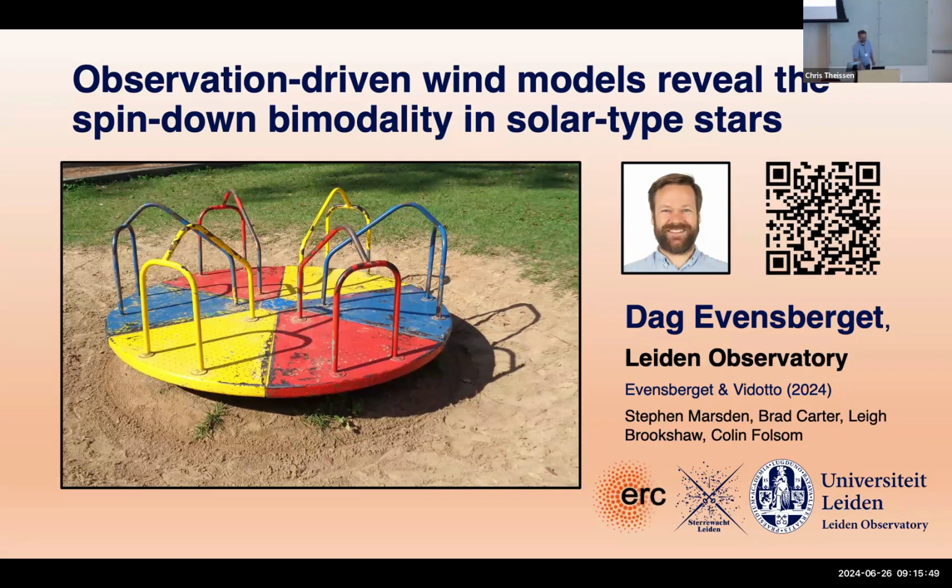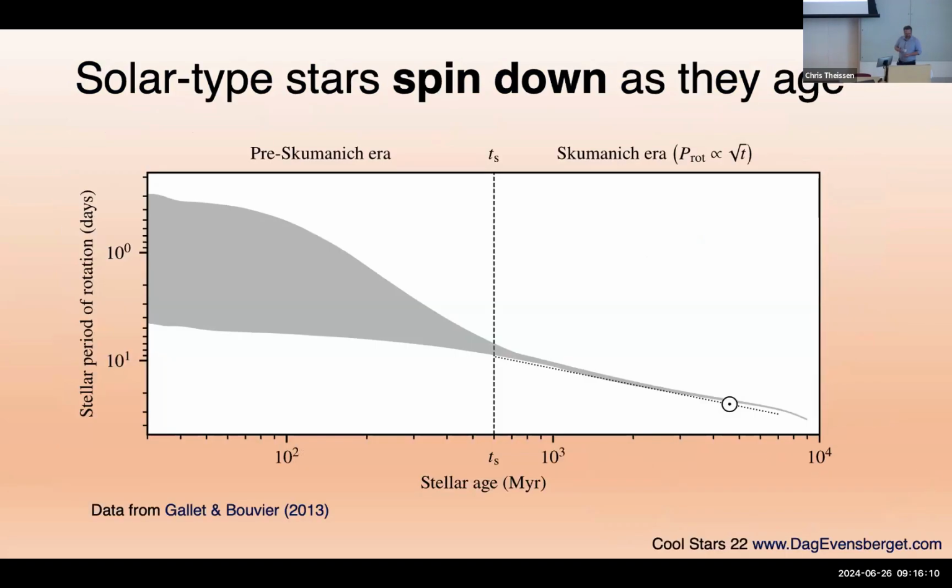Researcher at Leiden University, and I'm very excited to be here today to talk to you about how we can reproduce certain features of spin down in solar type stars with numerical simulations and observationally derived magnetic maps. This work is already published, Evensberget and Vidotto, and on this slide are also some of my other collaborators.